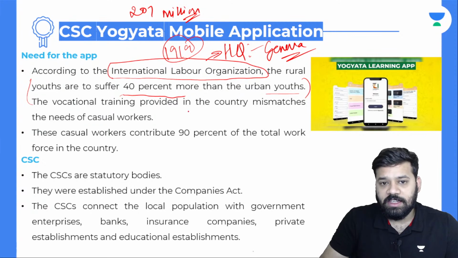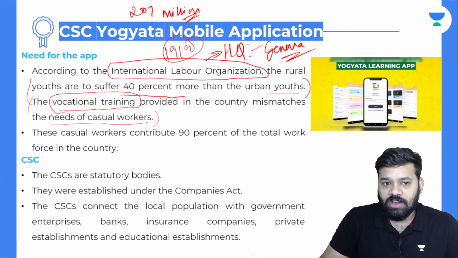The vocational training provided in the country mismatches the needs of casual workers. The vocational training, that is the training that is provided just before getting a job, is not matching with the needs of the casual workers. These casual workers contribute to 90% of the total workforce in the country.